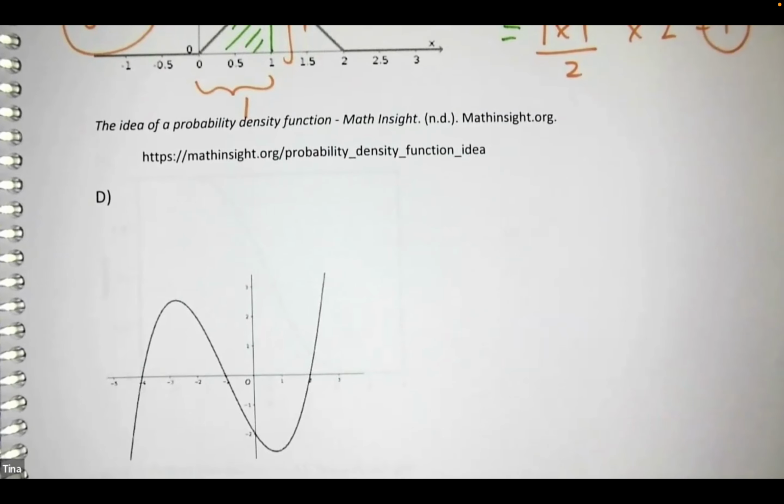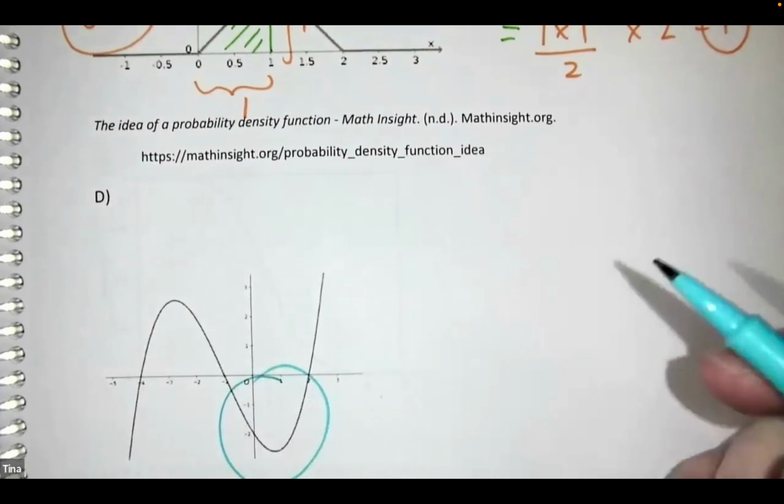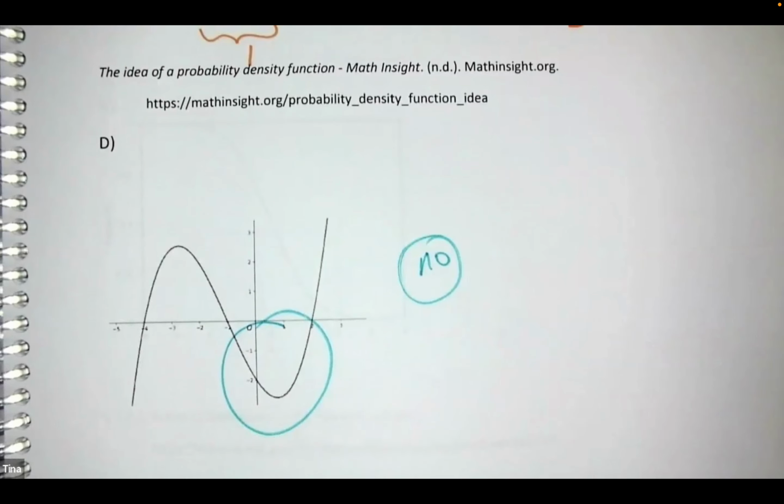What's wrong with D? What's wrong with D here? Anybody? Type it into your Q&A. Yeah, if it goes anywhere below, nope, can't represent probability. Awesome, good work.